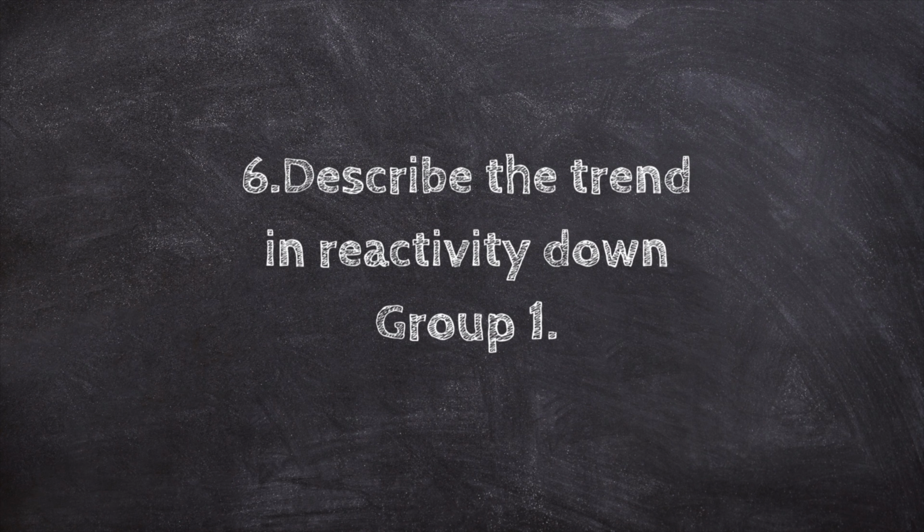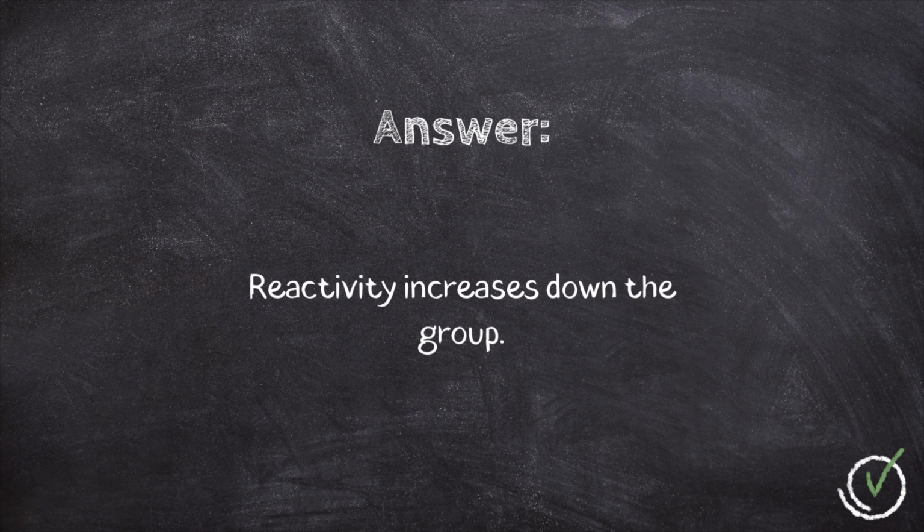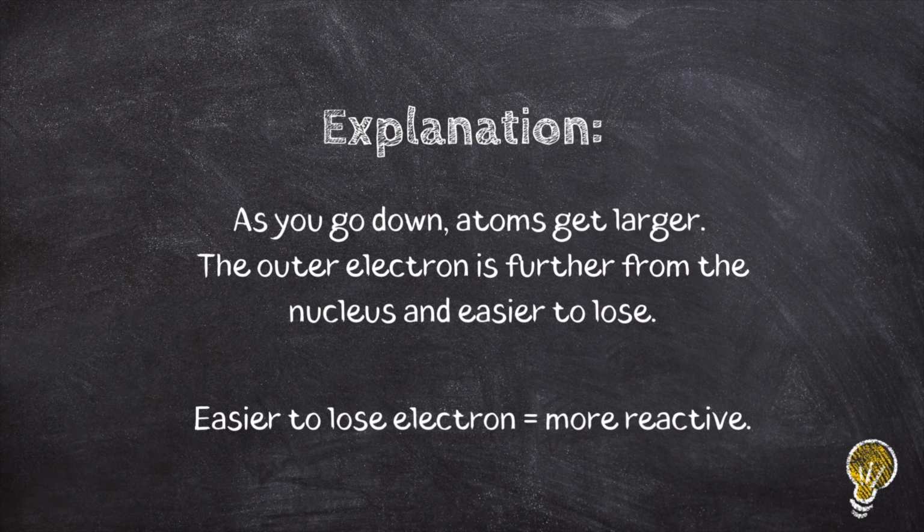Describe the trend in reactivity down group 1. Trend means what happens as you go down the group. Reactivity increases as you go down group 1. But why? As you go down group 1, atoms get larger. They have more electron shells. Those inner shells cause shielding. That reduces the attraction between the nucleus and the outer electron. So the outer electron is easier to lose. And group 1 metals react by losing 1 electron. So if it's easier to lose, reactivity increases.